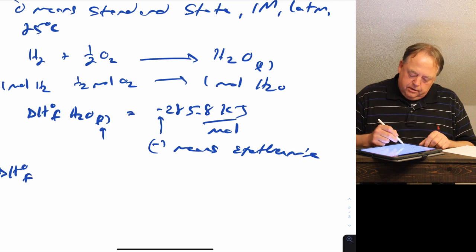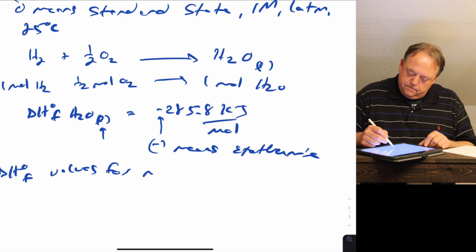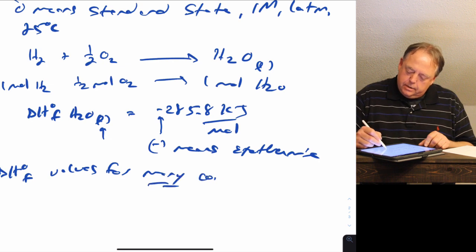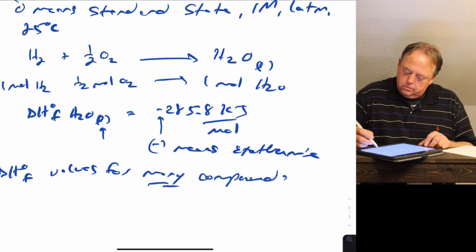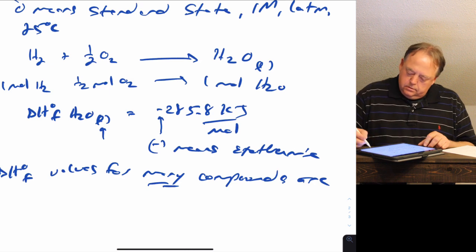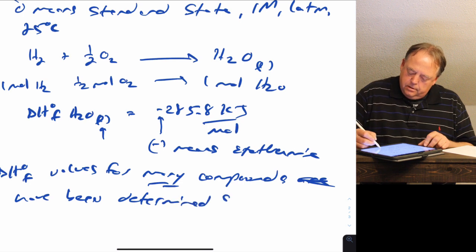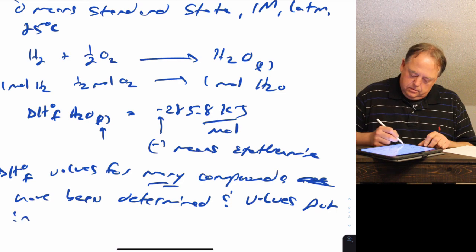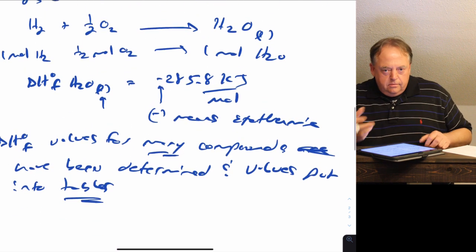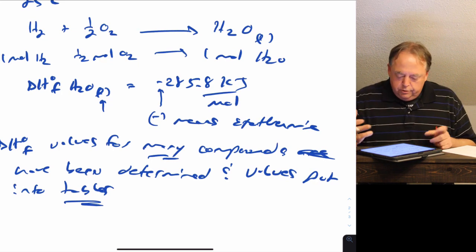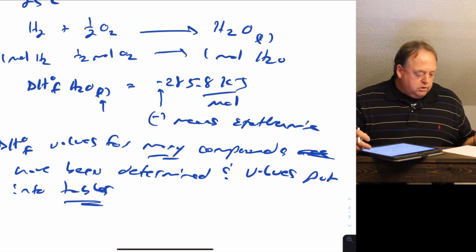So then what's significant is delta H formation values for many compounds have been determined, and values put into tables so that you can use these values. So what do you want to use these values for?